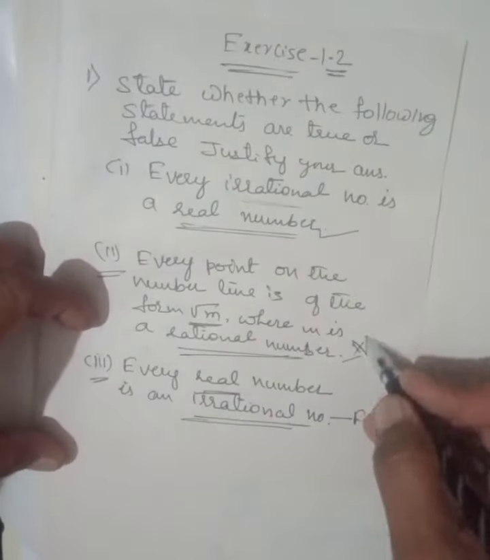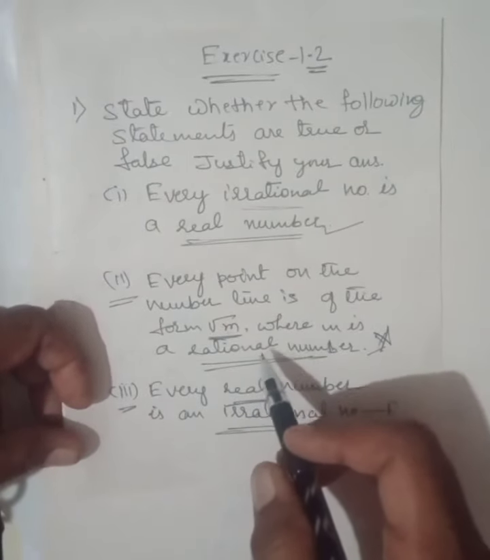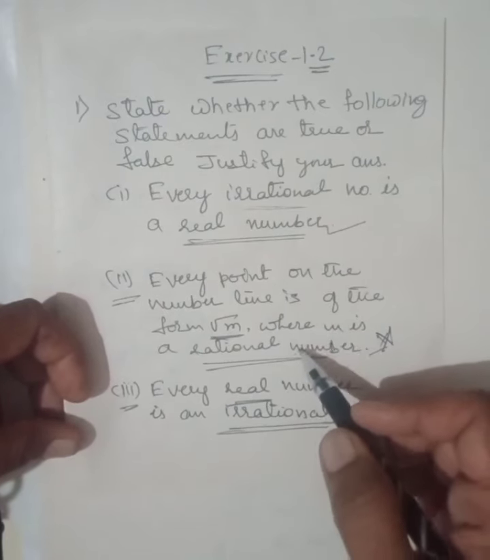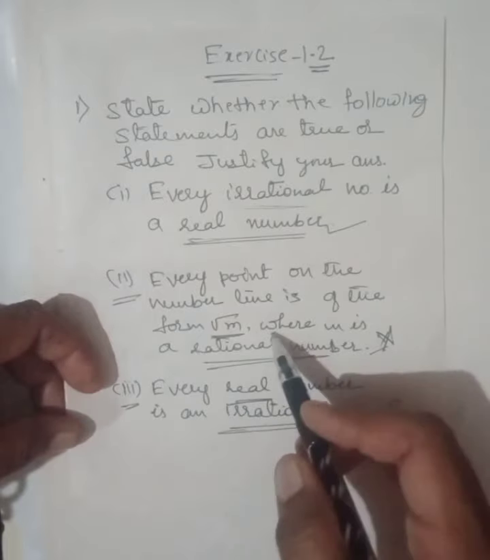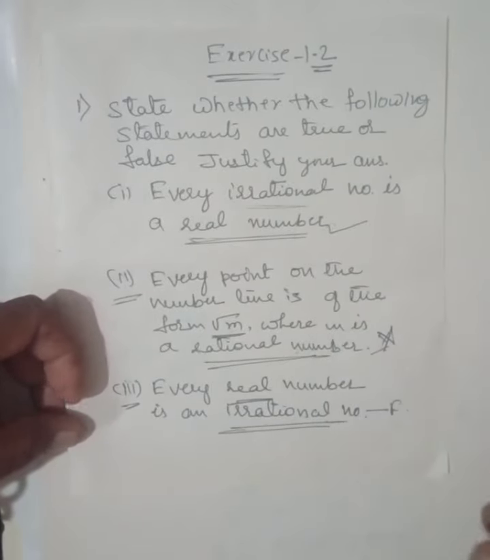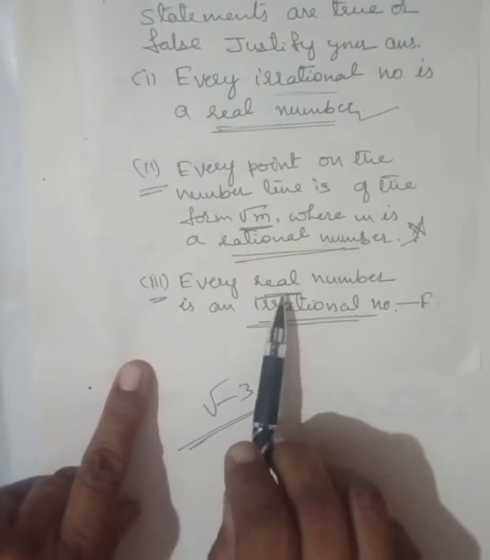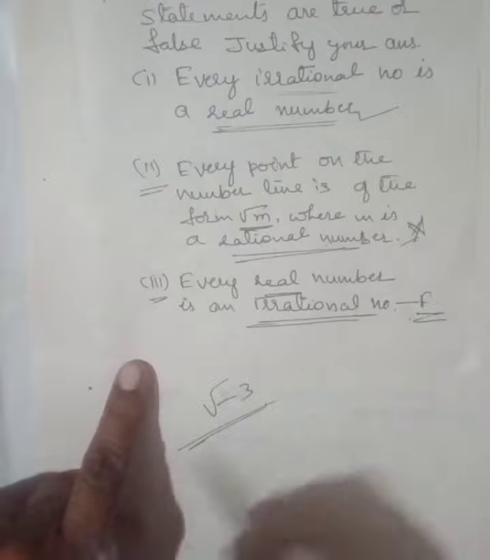Because of that, this statement becomes wrong, because m is a rational number, and rational numbers may be negative and positive. In the case of positive it's true, but in the case of negative it is wrong, so not possible. So what are you going to call it? False. Yes. Then moving to the third one. Every real number is an irrational number. Once again it is also false.